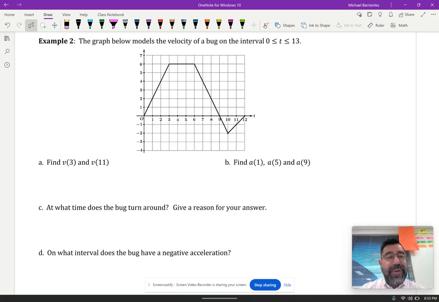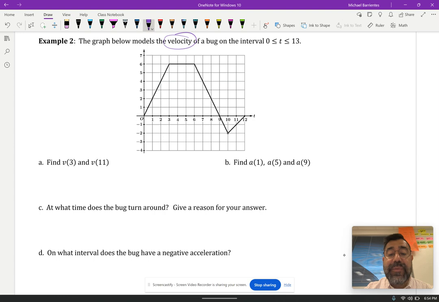All right, good people. Here we are in video number 3, dealing with motion. Here, we are not given an equation, we are given a graph. So let's see what type of graph we are given. The graph below models the velocity of a bug on the interval between time 0 and 13. So we're only dealing with this interval of time between 0 and 13. Remember, this graph is the velocity graph.